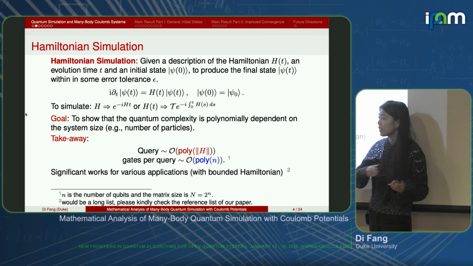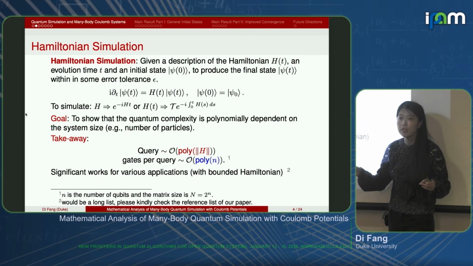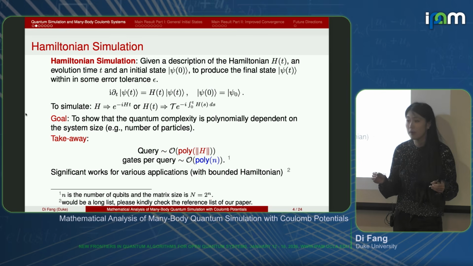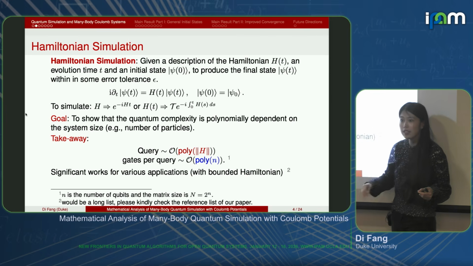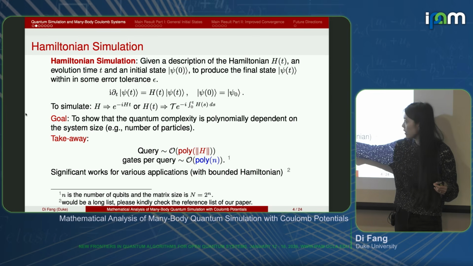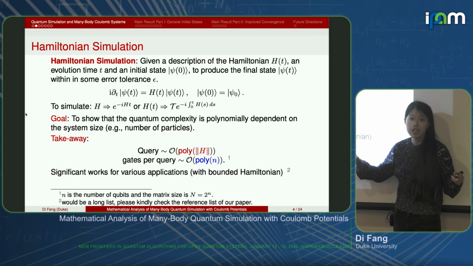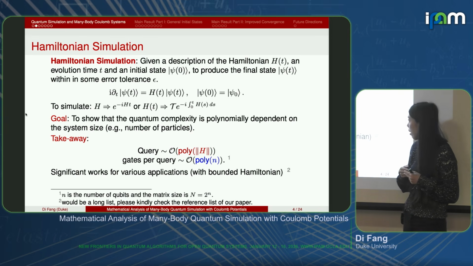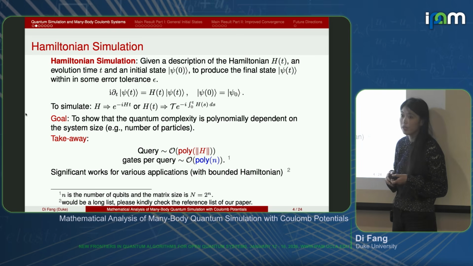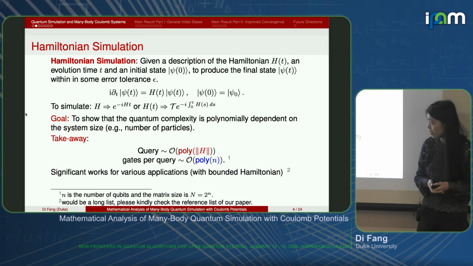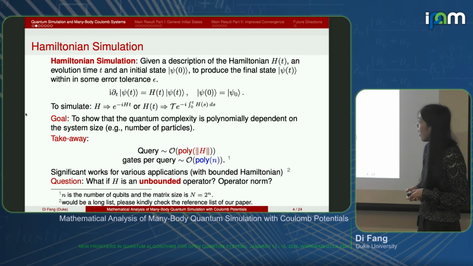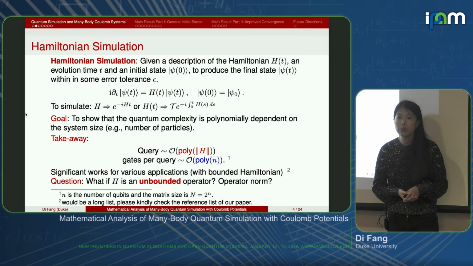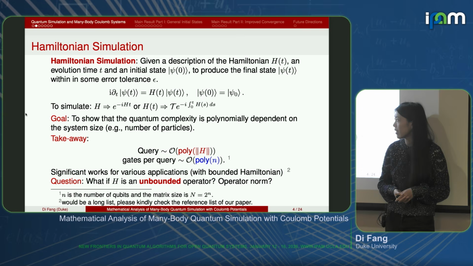And how many times you need to run the circuit is typically polynomial dependence on a certain operator norm of the Hamiltonian itself. So indeed, when the Hamiltonian is bounded, say it is only polynomial dependence on n, we have great applications and great algorithms, with upper bounds, lower bounds, and amazing contributions from various scientific communities. But my talk today is more about what if the Hamiltonian is unbounded?